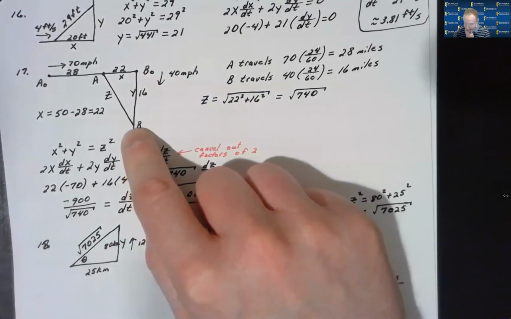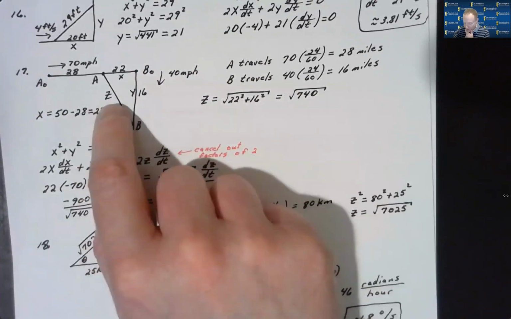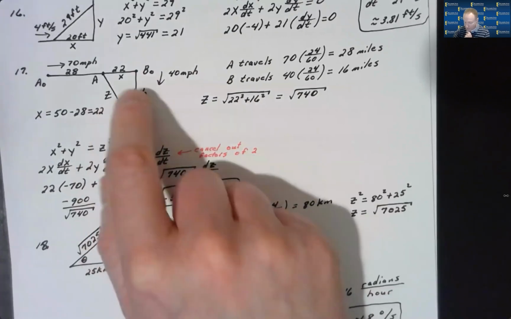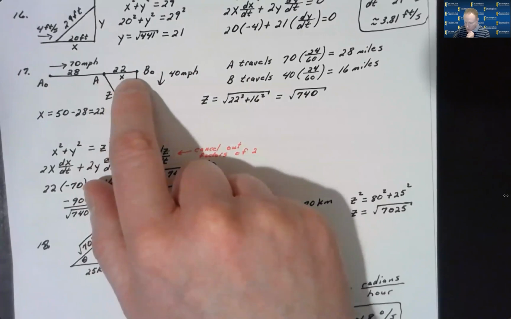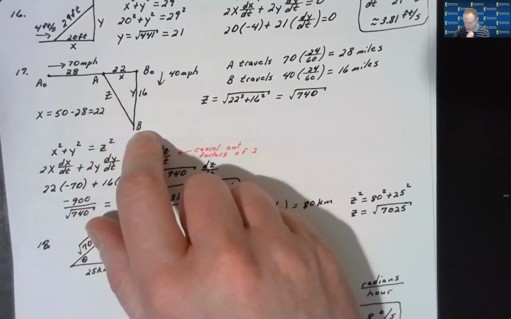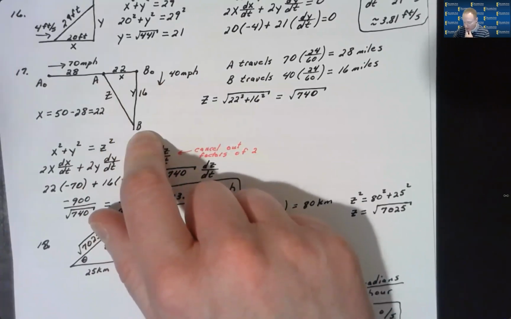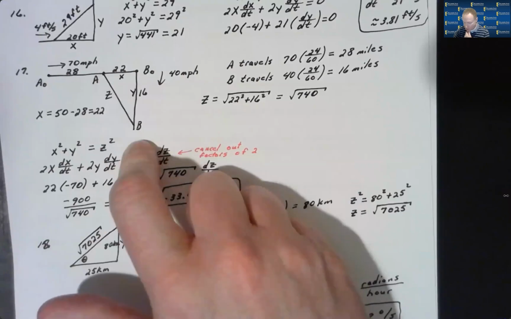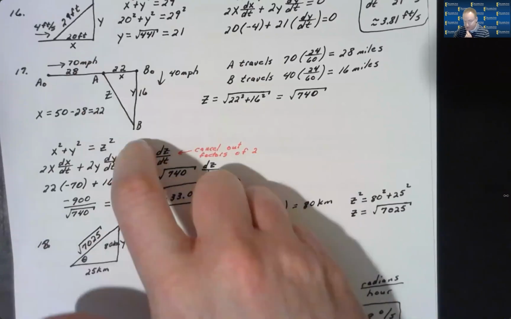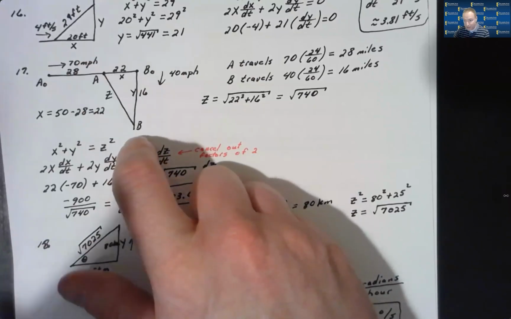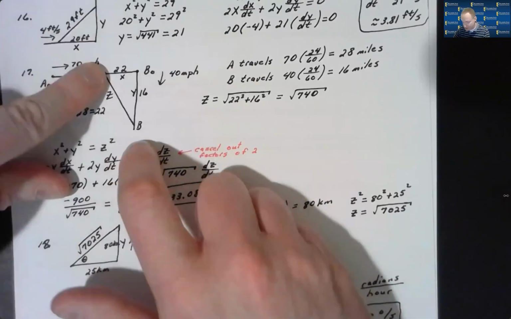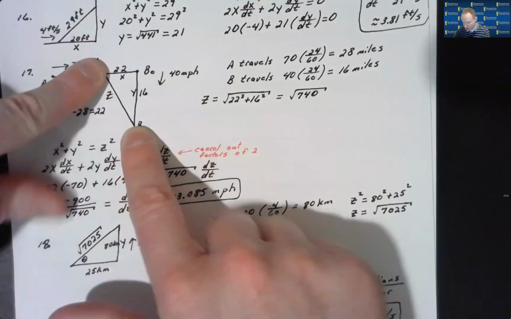So I can say, all right, then I'm looking for how fast they're changing whenever A is 22 miles west of the original position of B, and B is 16 miles beyond or south of the original position that it was. And I could find the distance at the point of interest by calling that distance z. And it does need a variable because every distance in this problem is going to be changing.